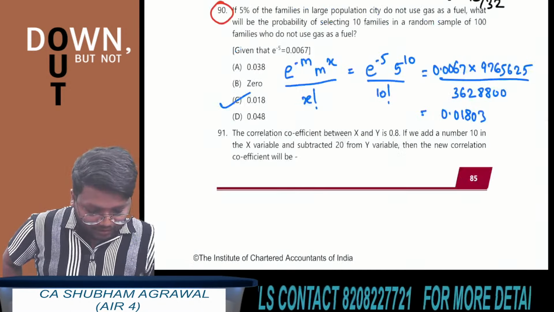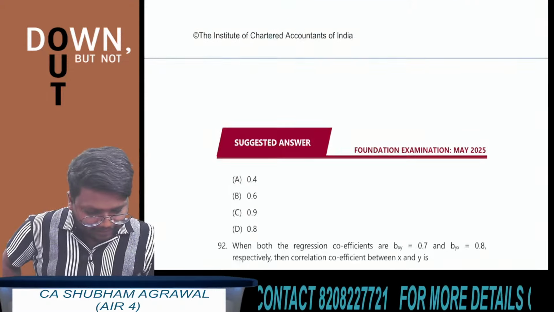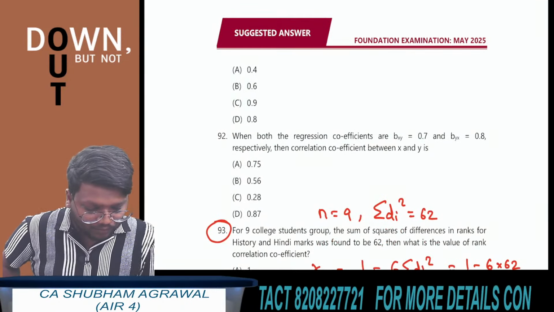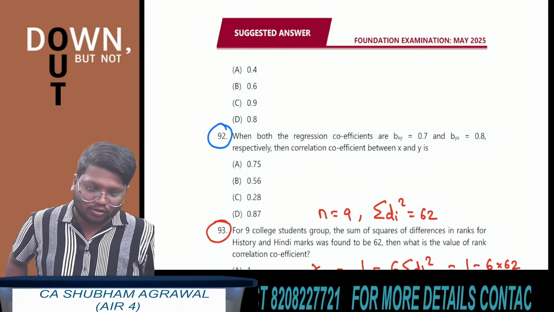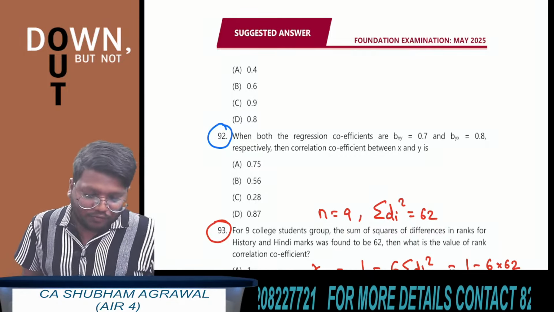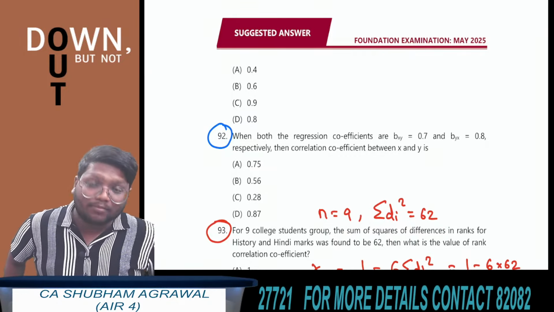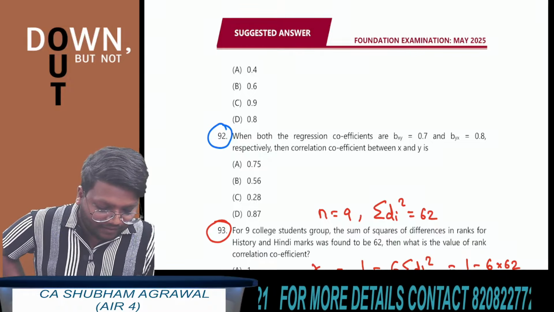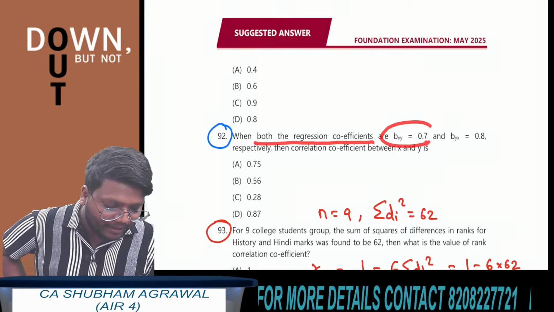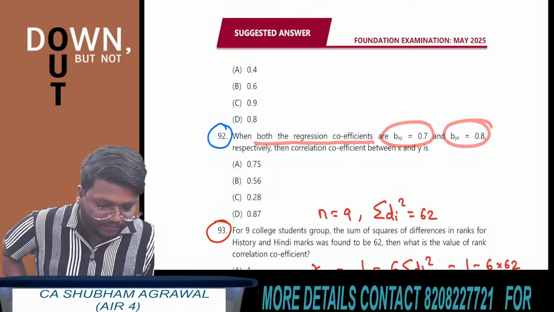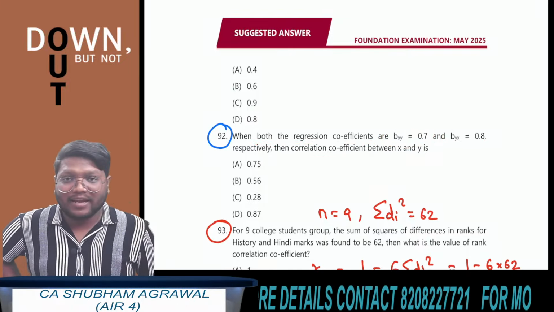We are solving now one more question from correlation and regression chapter. This question number 91 and question number 92. We are solving two more questions, question number 91 and question number 92. So first, try to get the answer for this question number 92. What they have given, when both the regression coefficients are bxy is 0.7 and byx is 0.8, then correlation coefficient between x and y is.